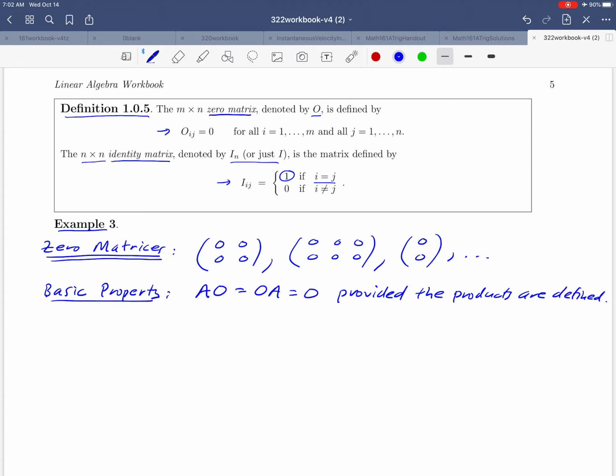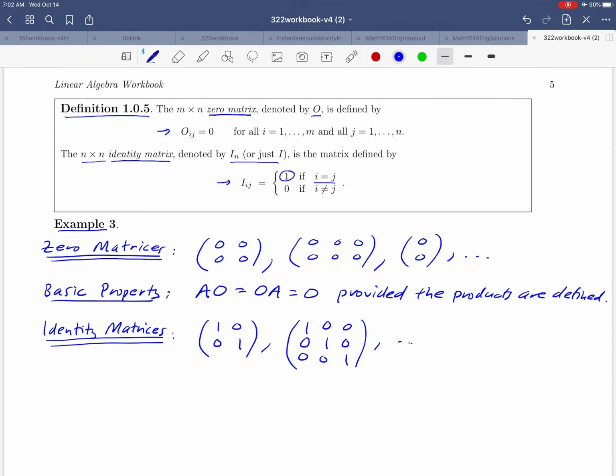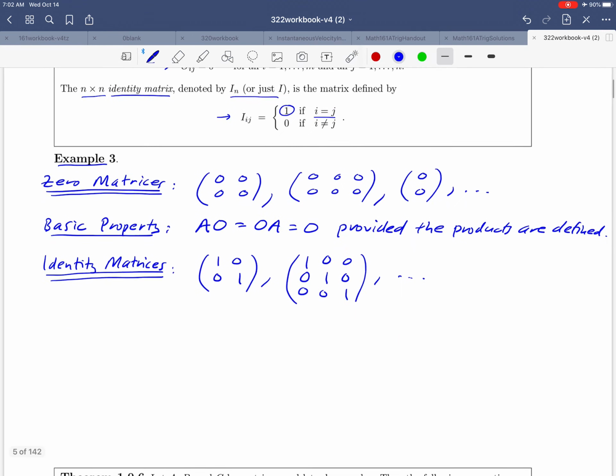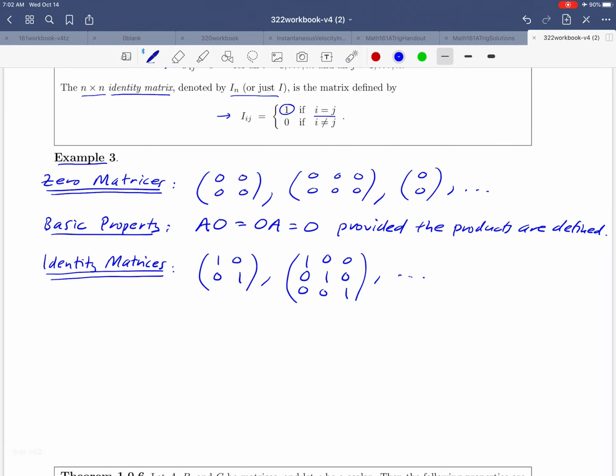Well, what about some examples then of identity matrices? Here would be the 2 by 2 identity matrix, so it's going to have 1s on the main diagonal and 0s everywhere else. The 3 by 3 identity matrix would look like this. So 1's going down that main diagonal and 0 everywhere else, and so on. And anybody remember what's special about the identity matrix, why we give it that name?